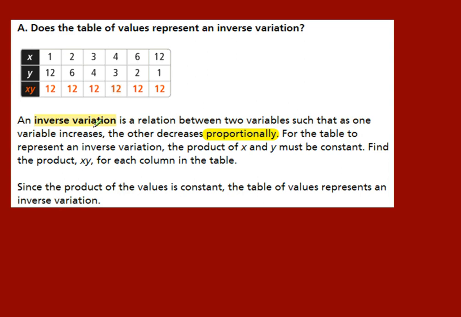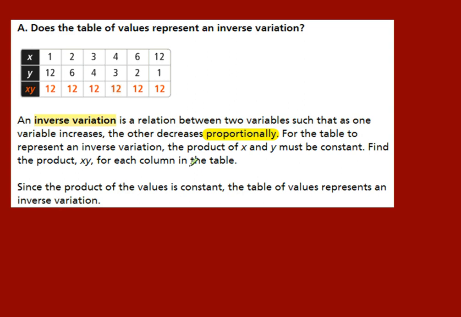We need one variable increasing. Well, here it looks like x is always increasing. It's not increasing the same amount every time, you know, plus 1, plus 1, plus 1, plus 2, plus 6. But it's still increasing every time, so that's all that matters. My other variable should be decreasing, and it is: 12, 6, 4, 3, 2, 1.